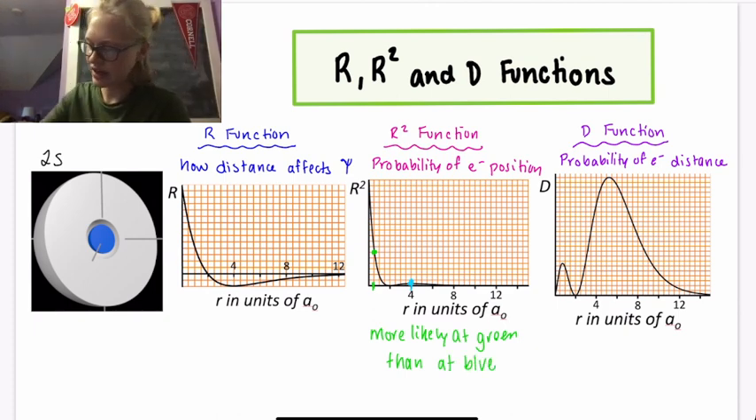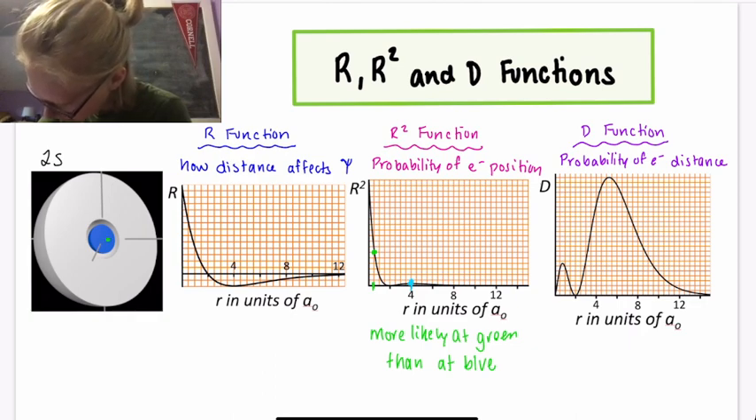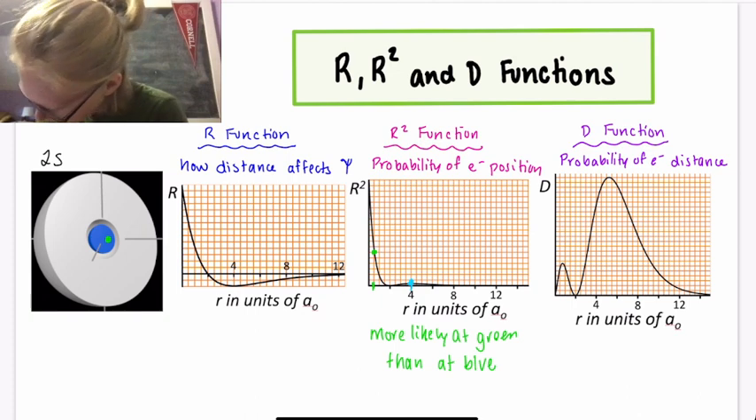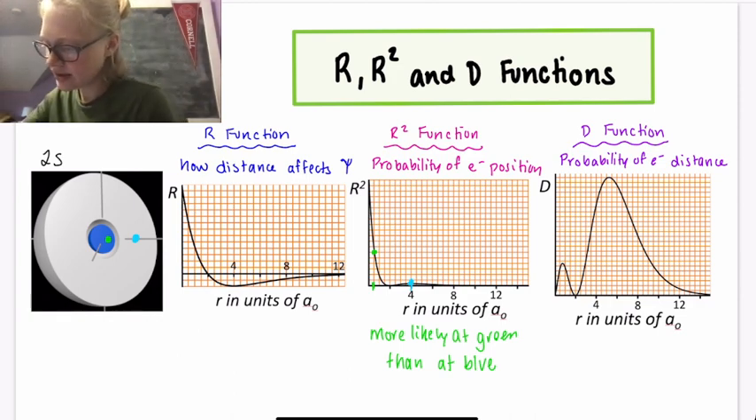And let's see what that looks like on our orbital. So our orbital, the green point would be pretty close to the nucleus, so right about there, and our blue point would be somewhere in the middle lobe. So the R squared tells us we're much more likely to be at the green point than at the blue point. Let's contrast this to what the D function is telling us.